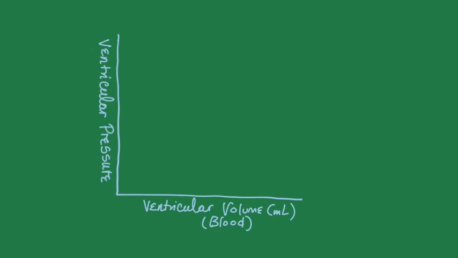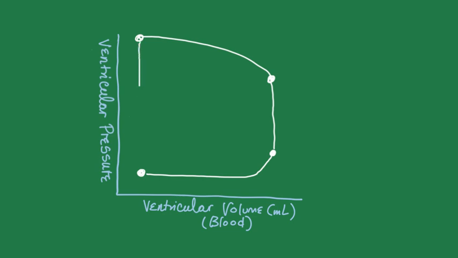Another way to represent the cardiac cycle is to use a graph. On the x-axis here we see ventricular volume of blood. This is the amount of blood that is inside the ventricle. The y-axis represents ventricular pressure.